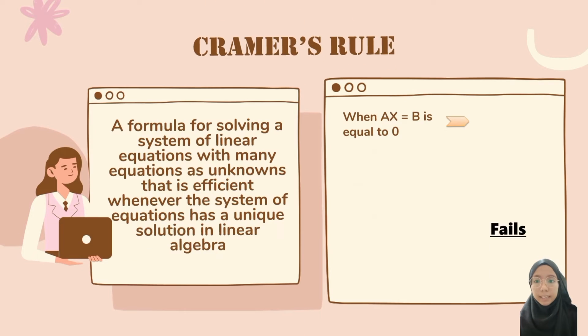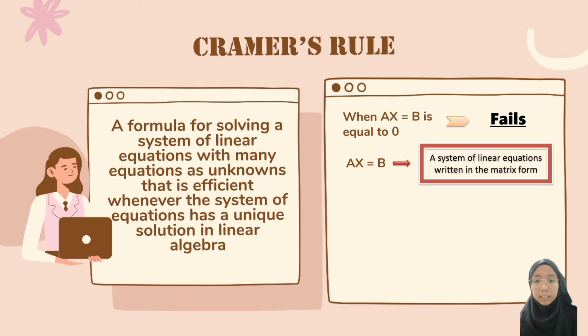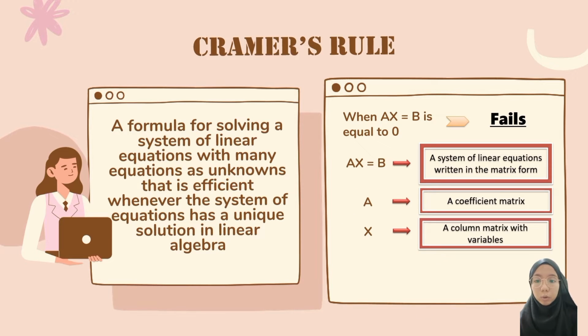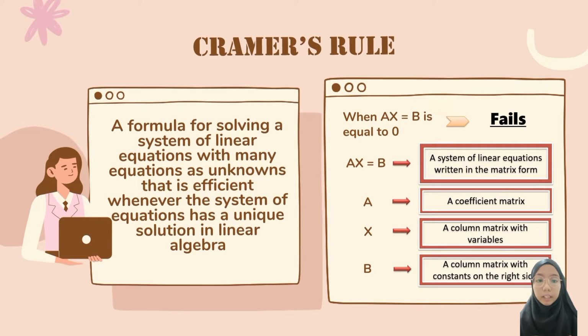Next, Cramer's rule is a formula for solving a system of linear equations with as many equations as unknowns, that is efficient whenever the system of equations has a unique solution in linear algebra. When the determinant of the matrix in AX = B is equal to 0, Cramer's rule fails to produce the values. Cramer's rule will yield a solution in terms of the coefficient matrix determinants and matrices derived by substituting one column with the column vector of the right-hand side of the equations.